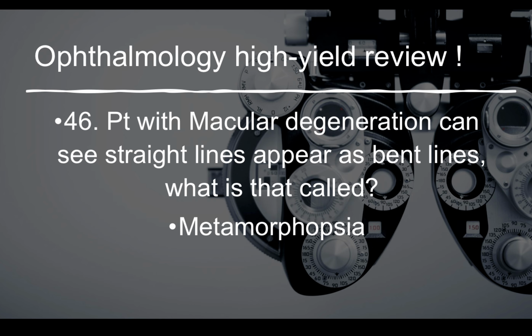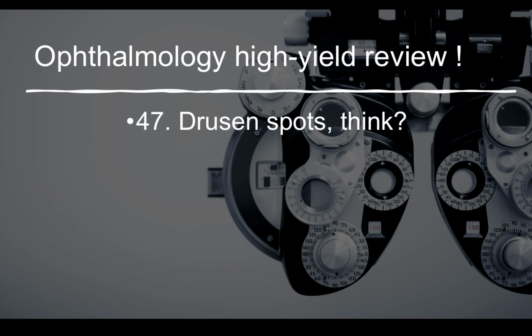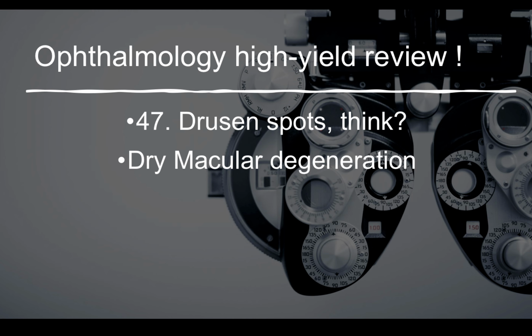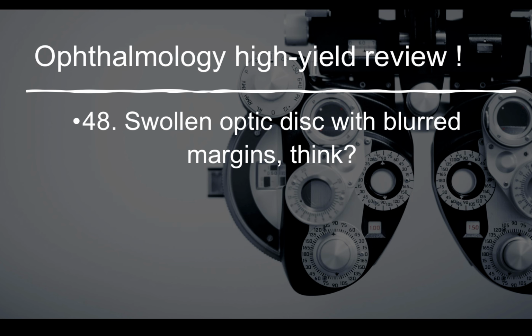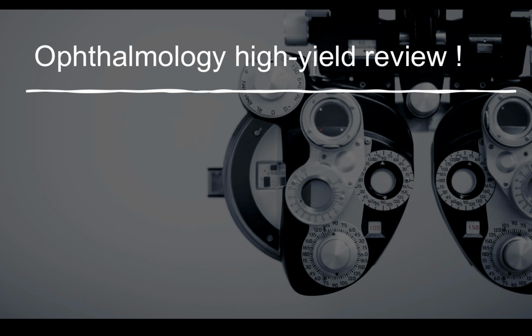So in the question stem, they can tell you this patient comes in, they got issues with central vision and they're seeing bent lines. They're going to ask you what is this called. So that is metamorphopsia. Drusen spots should make you think of dry macular degeneration. Drusen spots, dry macular degeneration. Swollen optic disc with blurred margins should make you think of papilledema. Swollen optic disc, papilledema.